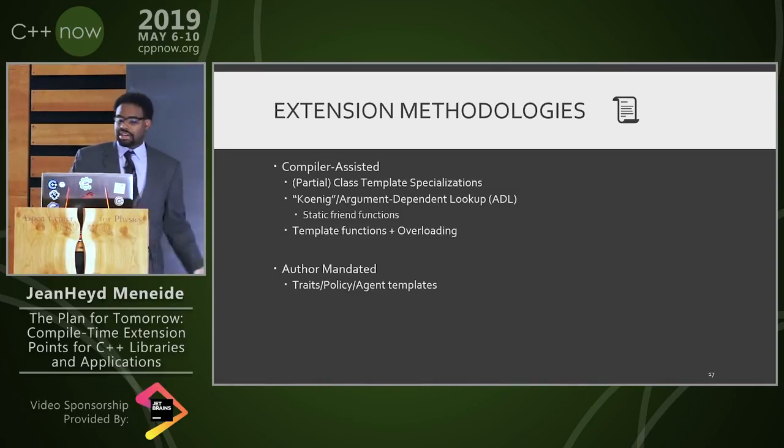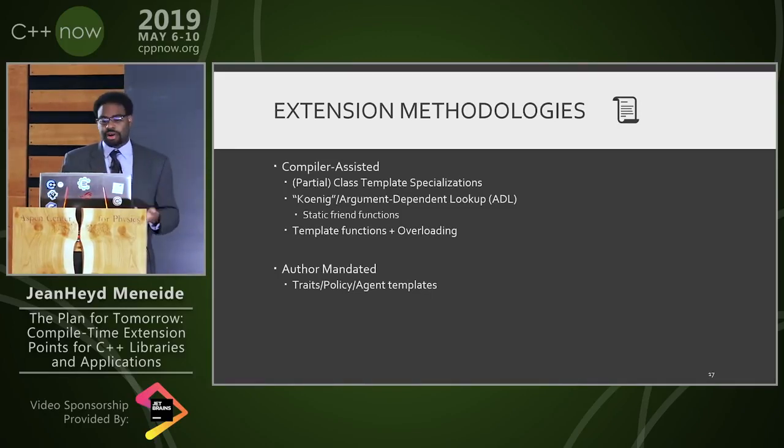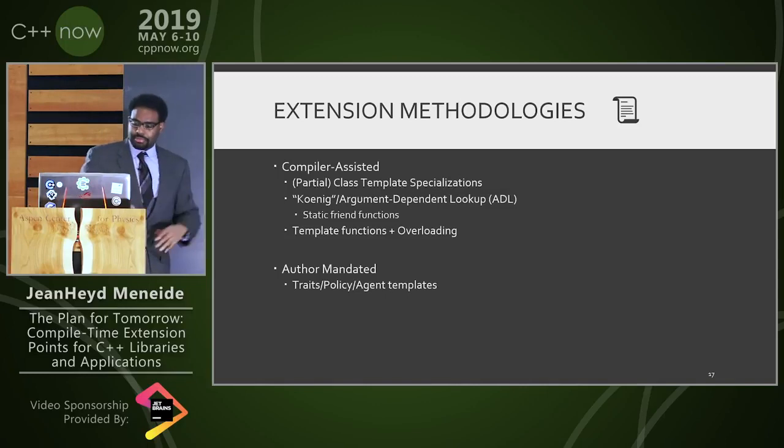Then there's the other side of that, which is much simpler, which is the author mandated, right? Where you have traits or policy or agent templates, part of a class or an interface, and all you do is say, this is the interface, you have to abide by the interface, and if not, then you're out of luck, right? That's just how that works. So one is purely author mandated, helped by the fact that you supply the template, and the other one is compiler assisted, right? And some of these can overlap and nest and whatever else.